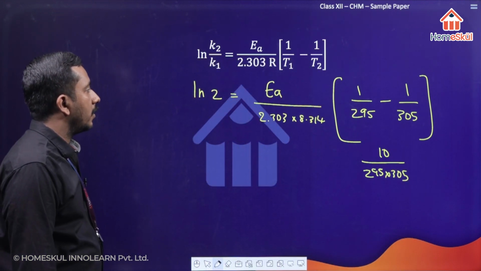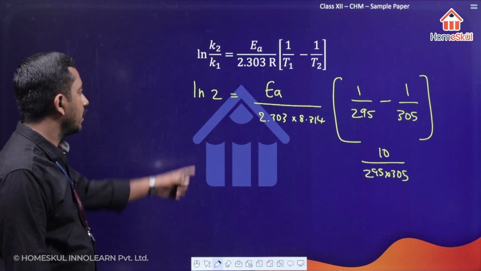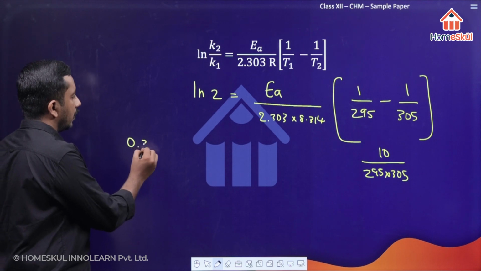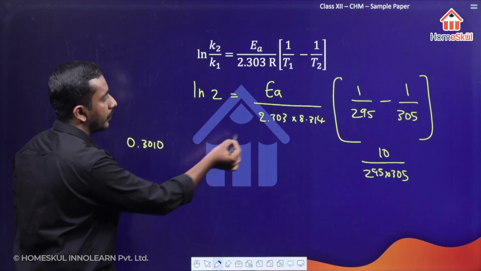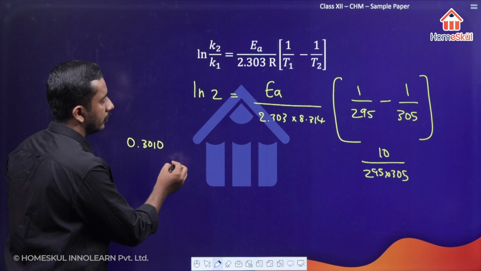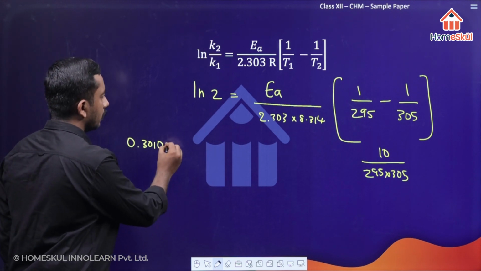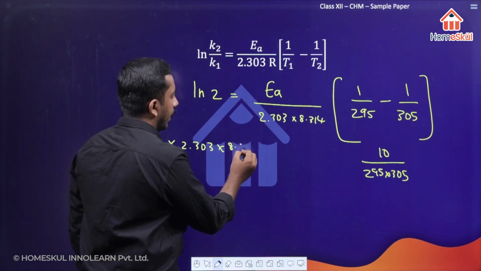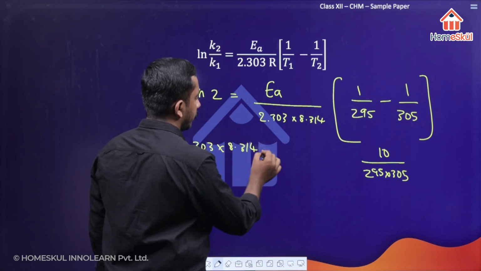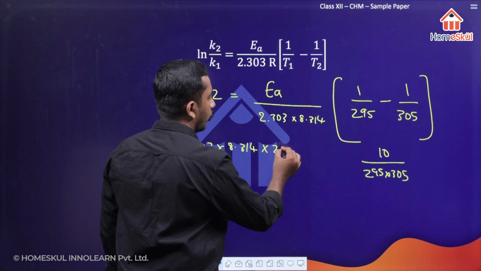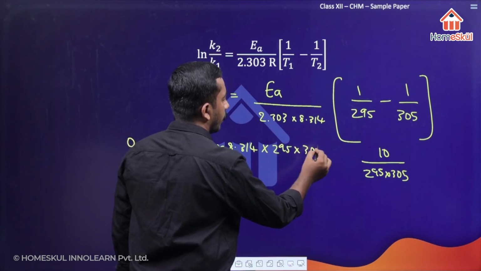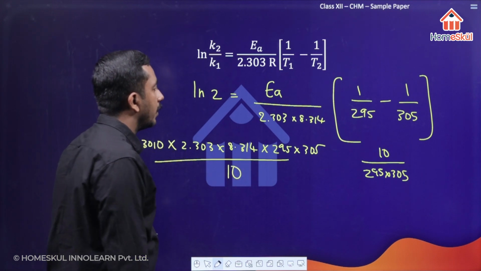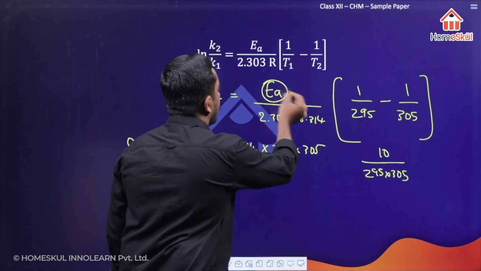So from this we can find the value of activation energy. The value of log 2 is given as 0.3010, into 2.303 into 8.314, multiplied by 295 and 305 which will come up in the top, and divided by 10. So that will give you the value of activation energy here.